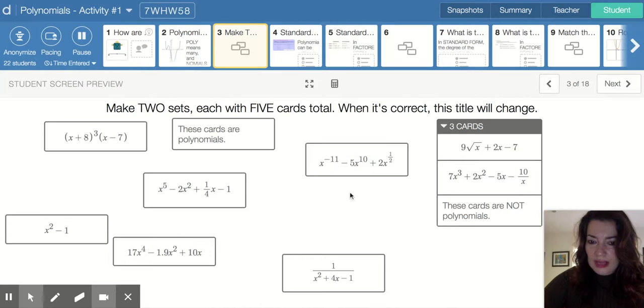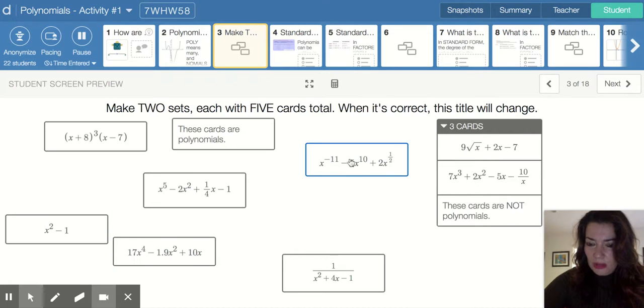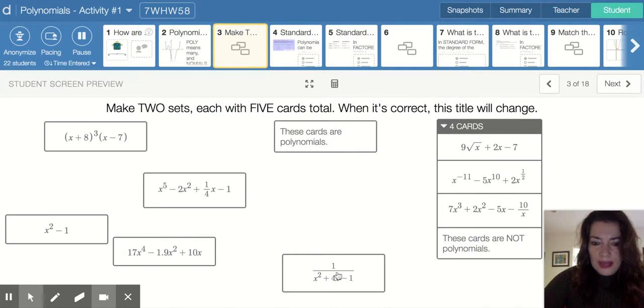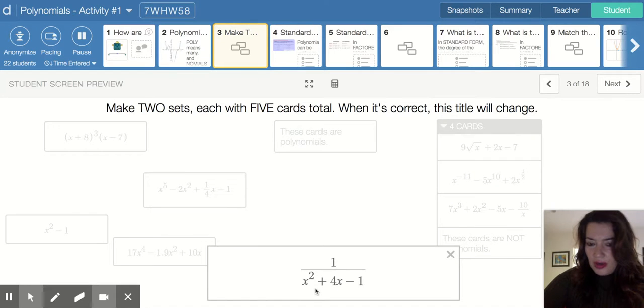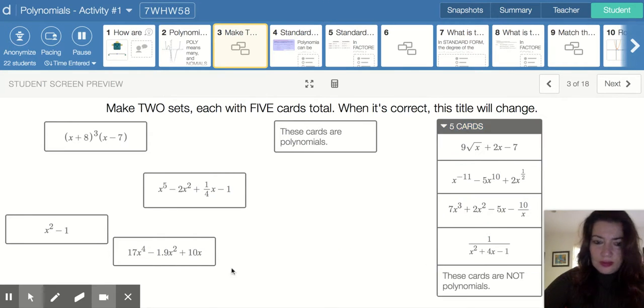When you're looking at the next card, now remember, it doesn't matter the order in which you look at the cards and match them. This has not only a negative exponent, but it also has a fractional exponent. So this is not a polynomial. Now let's look at another example. This card here also has a variable in the denominator, so that is not a polynomial. That would result in a negative exponent.